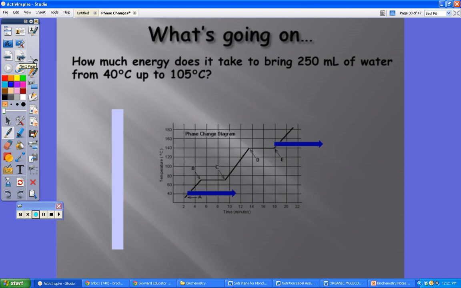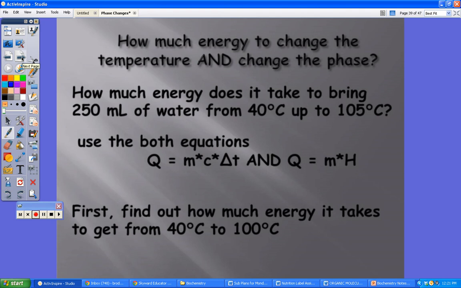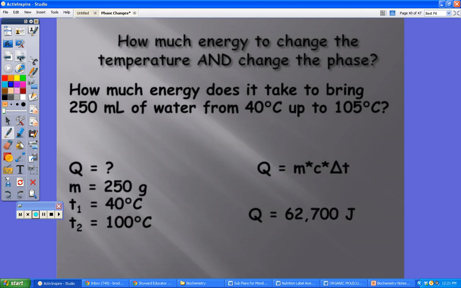I just drew this graph before. We're going to start here, climb up to here, climb across to here, and then climb up to 105 Celsius, starting at 40 Celsius. So we're going to have to use both equations, and we're actually going to have to use this one 2 times. The first one, to heat it up to 100 degrees Celsius, we set it up like so. We have our mass, our change in temperature, and our C value is of course 4.18. You end up with a value of 62,000 joules.